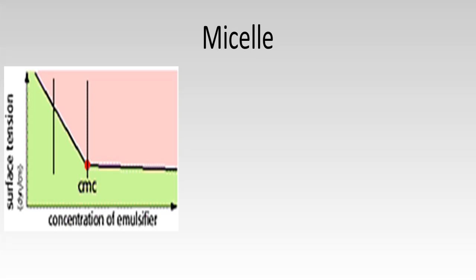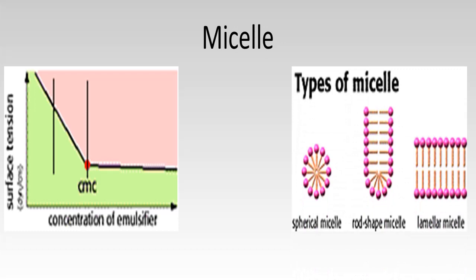When the concentration exceeds CMC, spherical micelles appear and disperse into water. With increasing concentration, rod-shaped micelles will be formed. Finally, lamellar micelles with higher structures called liquid crystal are produced.